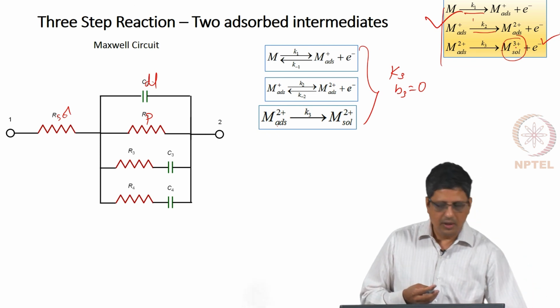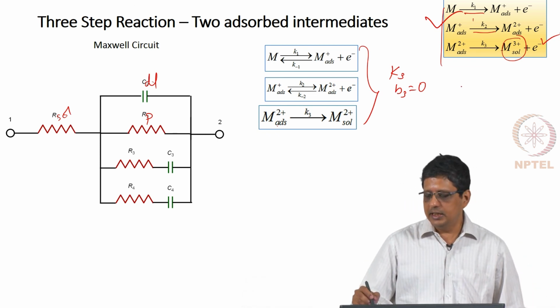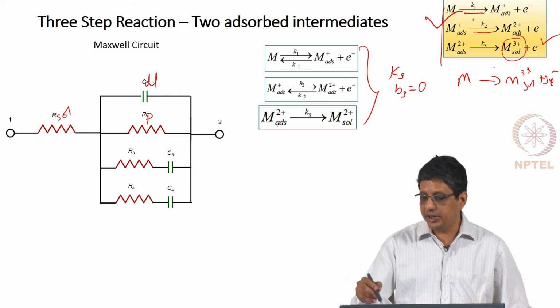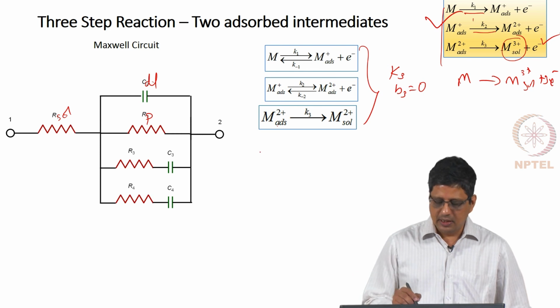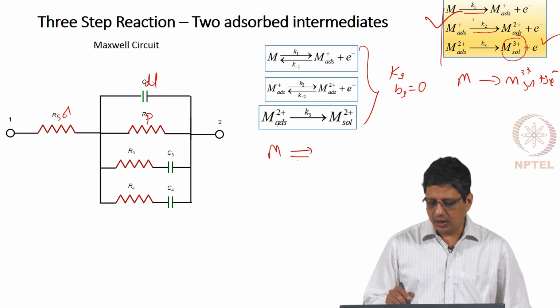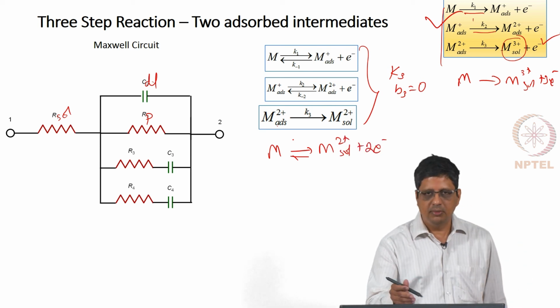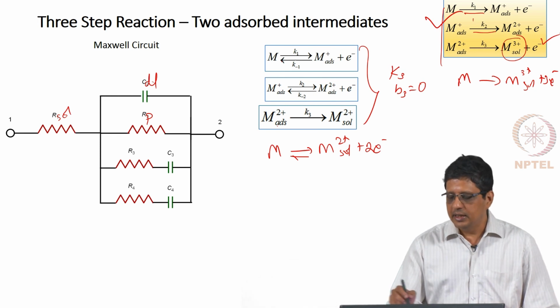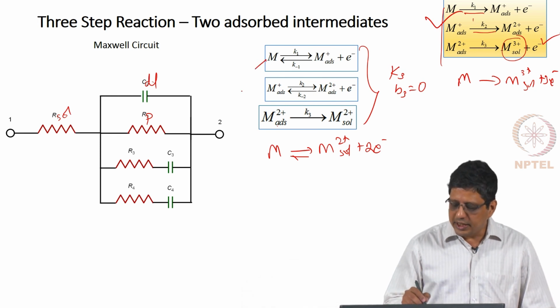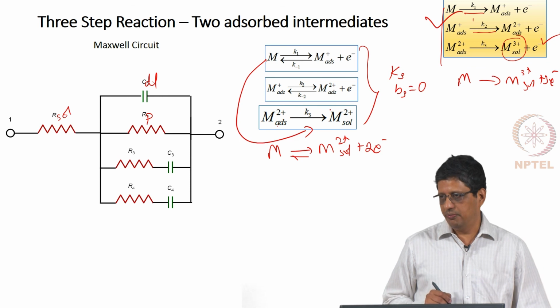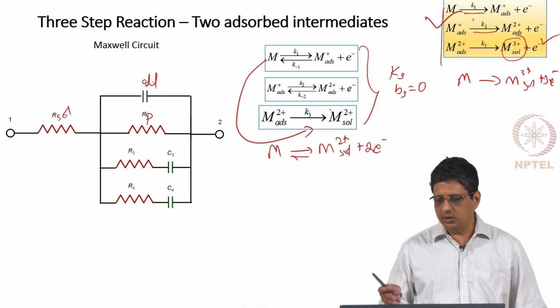Okay. But what you know here is, for example, M going to M3 plus in solution plus 3 electrons. If this is the overall reaction, you can come up with this mechanism, if the reaction is reversible or irreversible, then you can come up with this mechanism or another variant where you can say this goes via an intermediate, in addition it can directly go in parallel, all those things are possible.